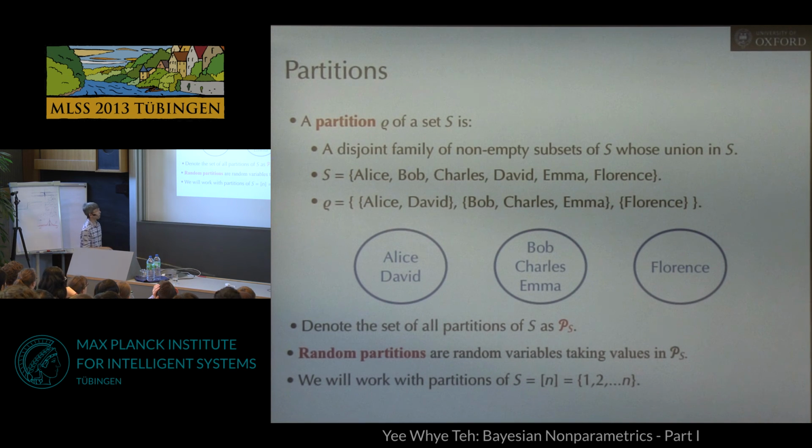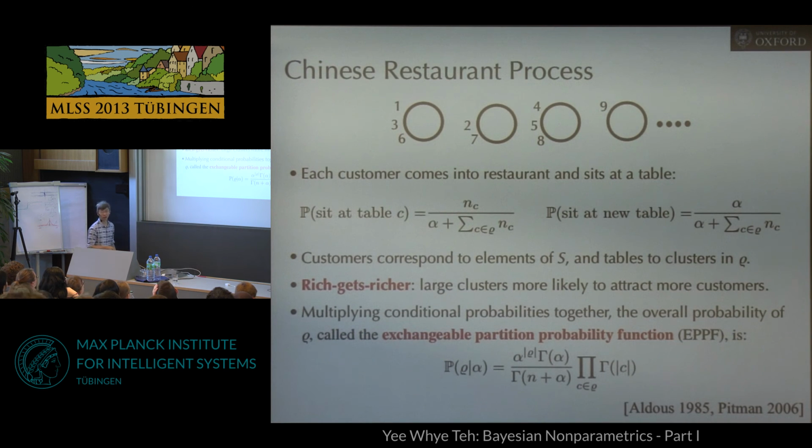Okay? And in particular, we'll be working with partitions of S, which is basically going to be the indices 1 to n. Basically, these are going to be the indices of our n data items that we're interested in. Okay. So what are random partitions? I'll just give you one example of a random partition. Okay. And that's the Chinese restaurant process. And I'm just going to describe to you the metaphor. The metaphor goes as follows.